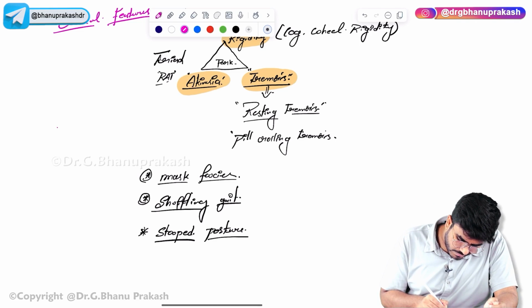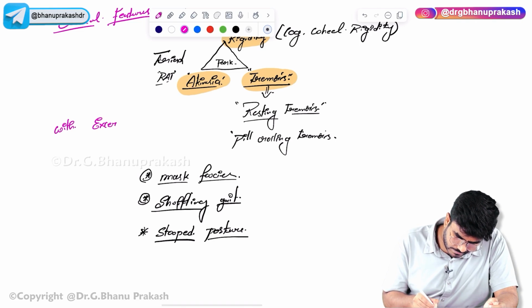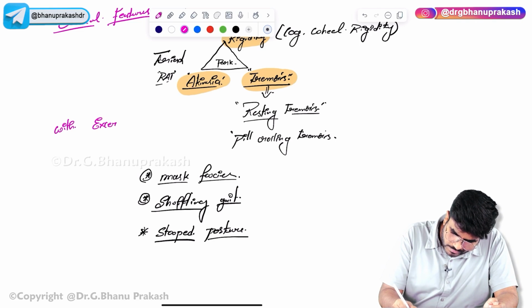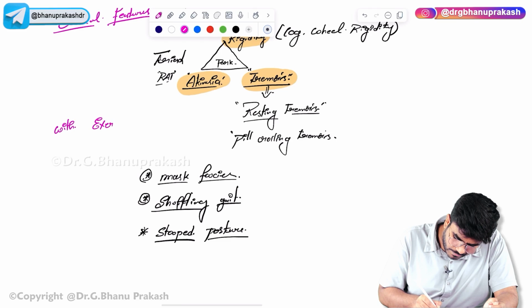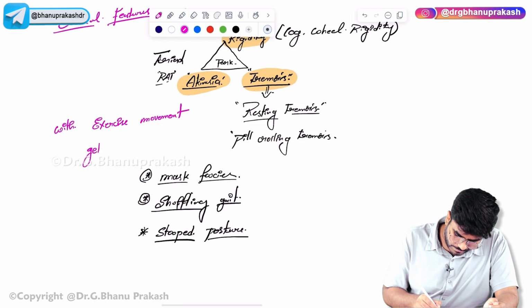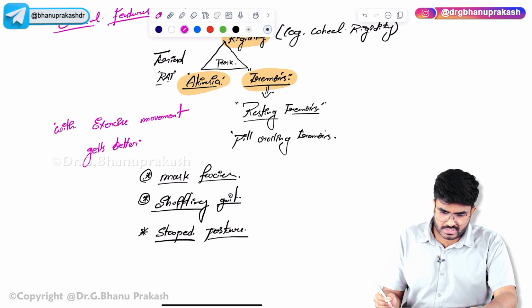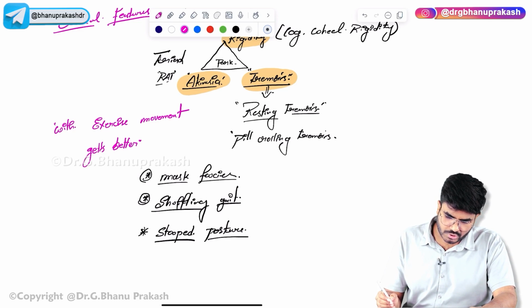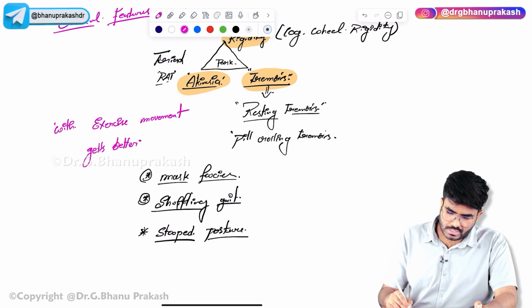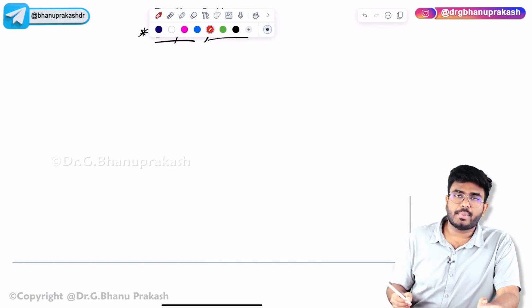So with exercise, movement gets better. This is a key point which I want you to know. So these are the clinical features that are going to be seen in a patient who has Parkinsonism. Now, what are the drugs used for the treatment of Parkinsonism?